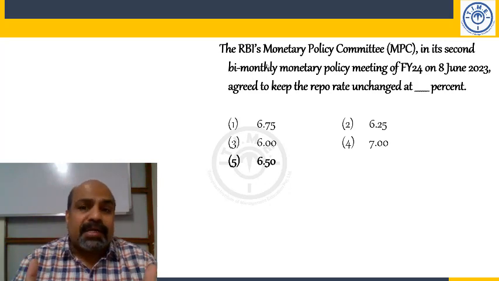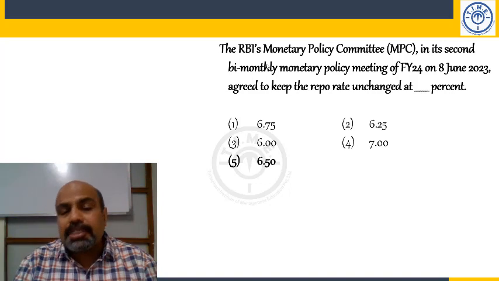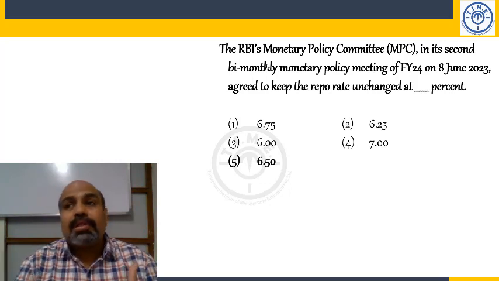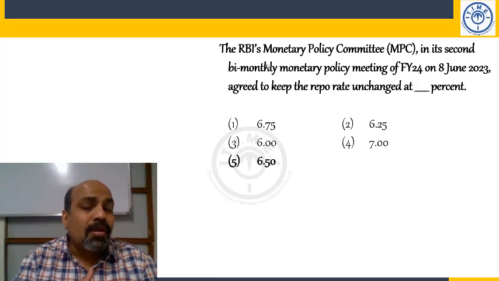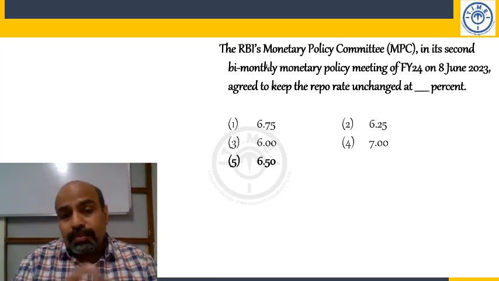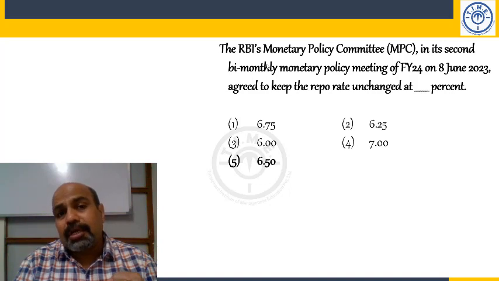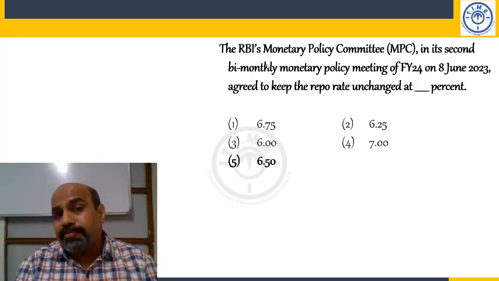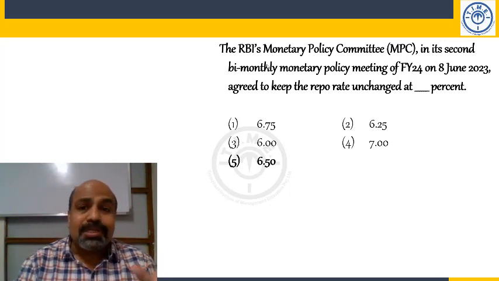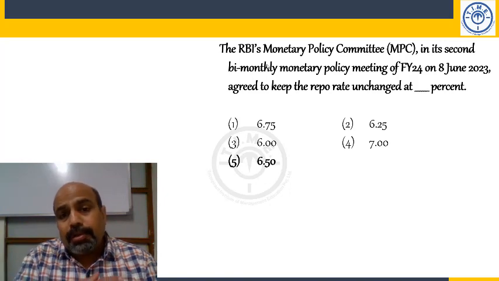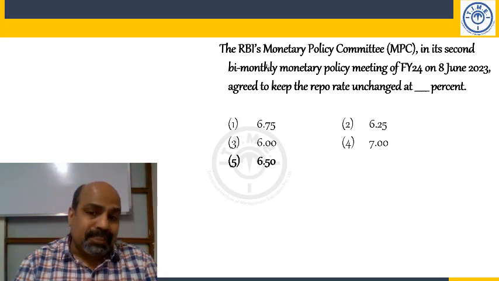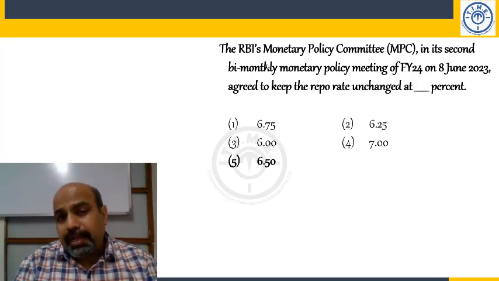Now there is something called bank rate. Bank rate is the interest rate charged by the RBI on long-term loans to commercial banks. Long-term is a keyword. Anything more than a year's time is considered long-term in economics. Here bank rate is 6.75%. To repeat, repo rate is 6.5%, reverse repo is 3.35%, and bank rate is 6.75%.